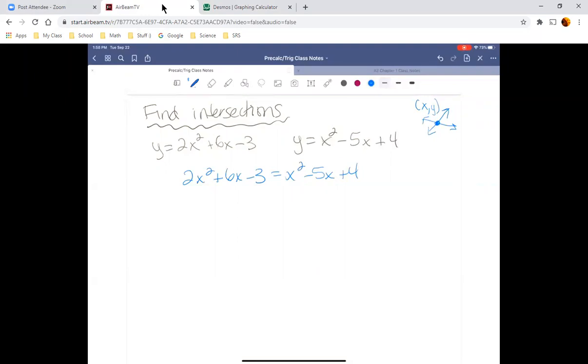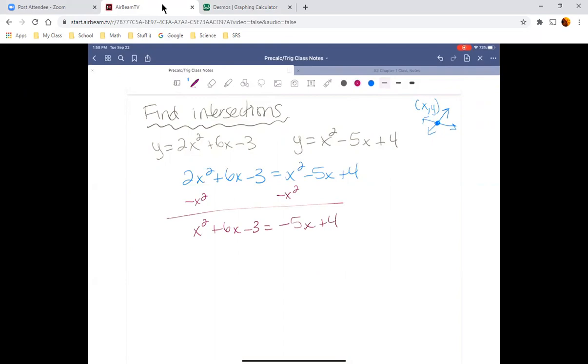I like the left. So let's start moving things to the left. What do you want to move first? The x squared. So we're going to subtract it from both sides, right? We're going to have x squared plus 6x minus 3 equals negative 5x plus 4. Just going step by step.